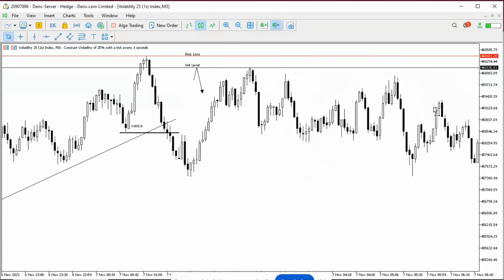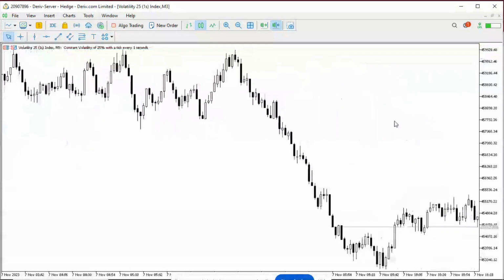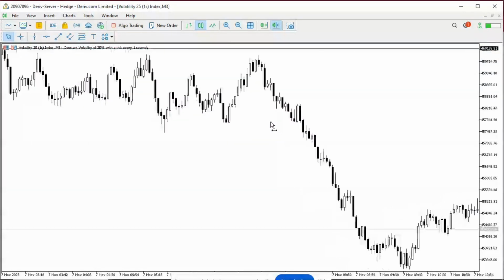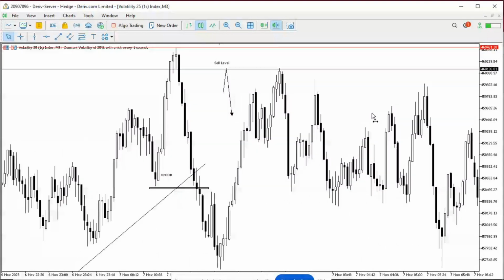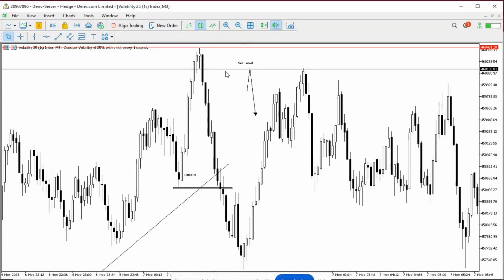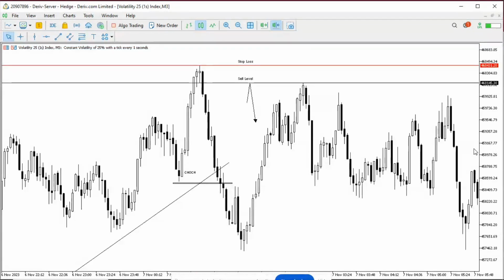So V25 1S has been selling ever since. Why did I choose this as my entry point? I used an order block, which is the strategy that I mainly teach in the mentorship.